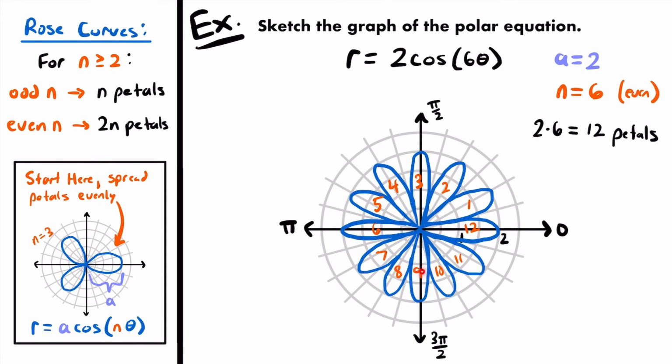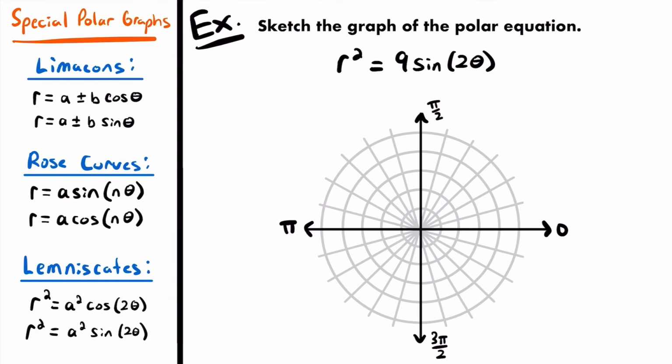All right, so there's all 12 petals. We know we didn't miss any. And now we're ready to move on to our next example. All right, so here's our last example.